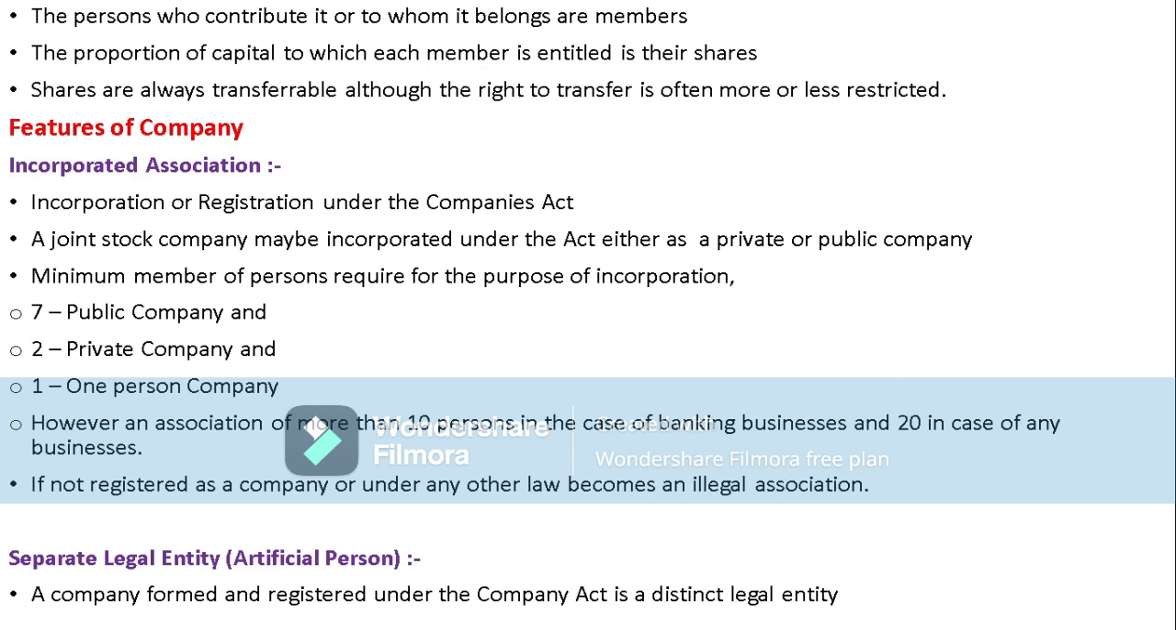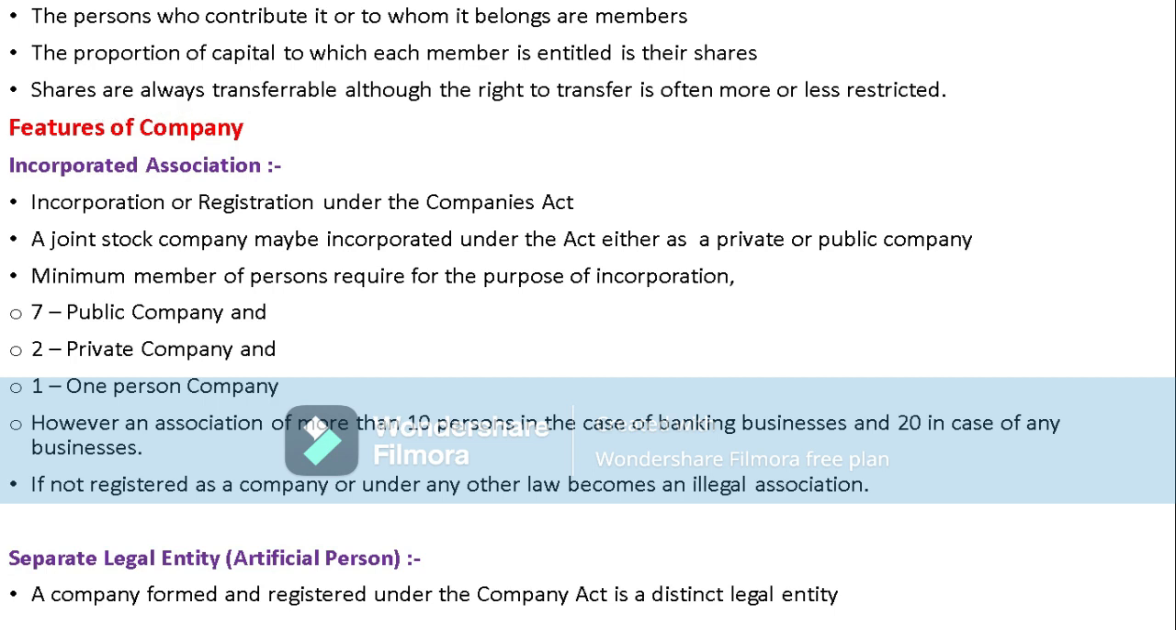And at the same time, the proportion of capital: for example, if 5 members contributed to a company, each of them, depending upon their share capital, is entitled to shares in that proportion of capital. So the member who contributed will be a member, and the proportion of capital is what entitles them to their shares. It means that according to how much they invest, shares will be allotted. And shares are always transferable here.